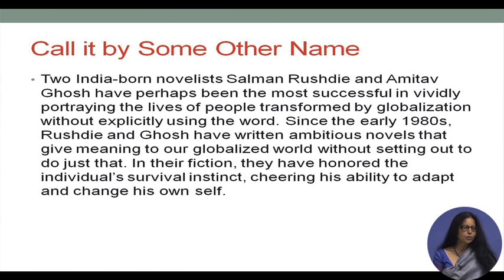For instance, some say that two India-born novelists, Salman Rushdie, who is equated with other writers we talk about as Rushdie's children, and Amitav Ghosh, have been seen as the most successful in vividly portraying the lives of people transformed by globalization without explicitly using the word. Since the early 80s, Rushdie and Ghosh have written ambitious novels that give meaning to our globalized world without setting out to do just that. In their fiction, they have honored the individual's survival instinct, cheering his ability to adapt and change his own self. So what I am saying is that Rushdie's writing opened the floodgates for a lot of writing which followed in its wake by people who are now called Rushdie's children.